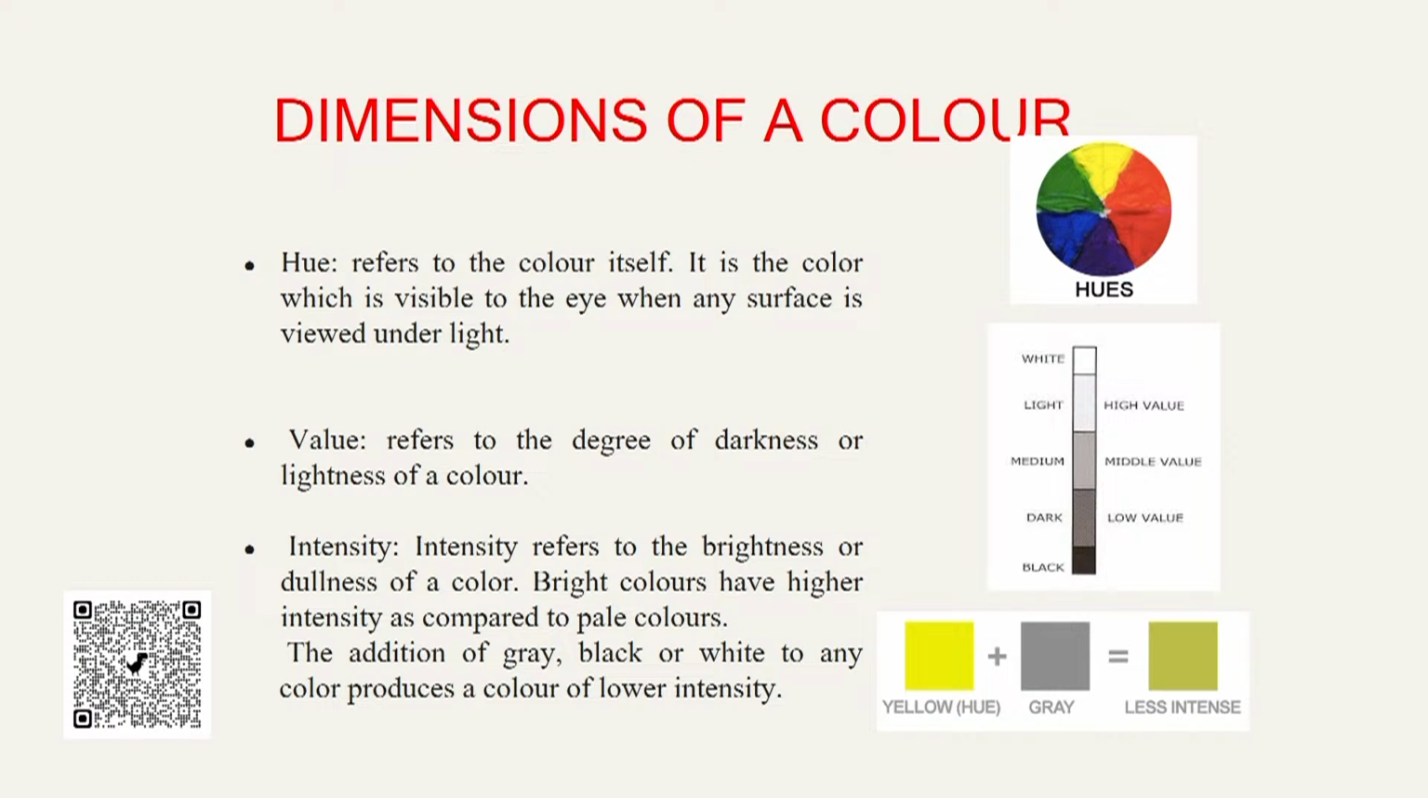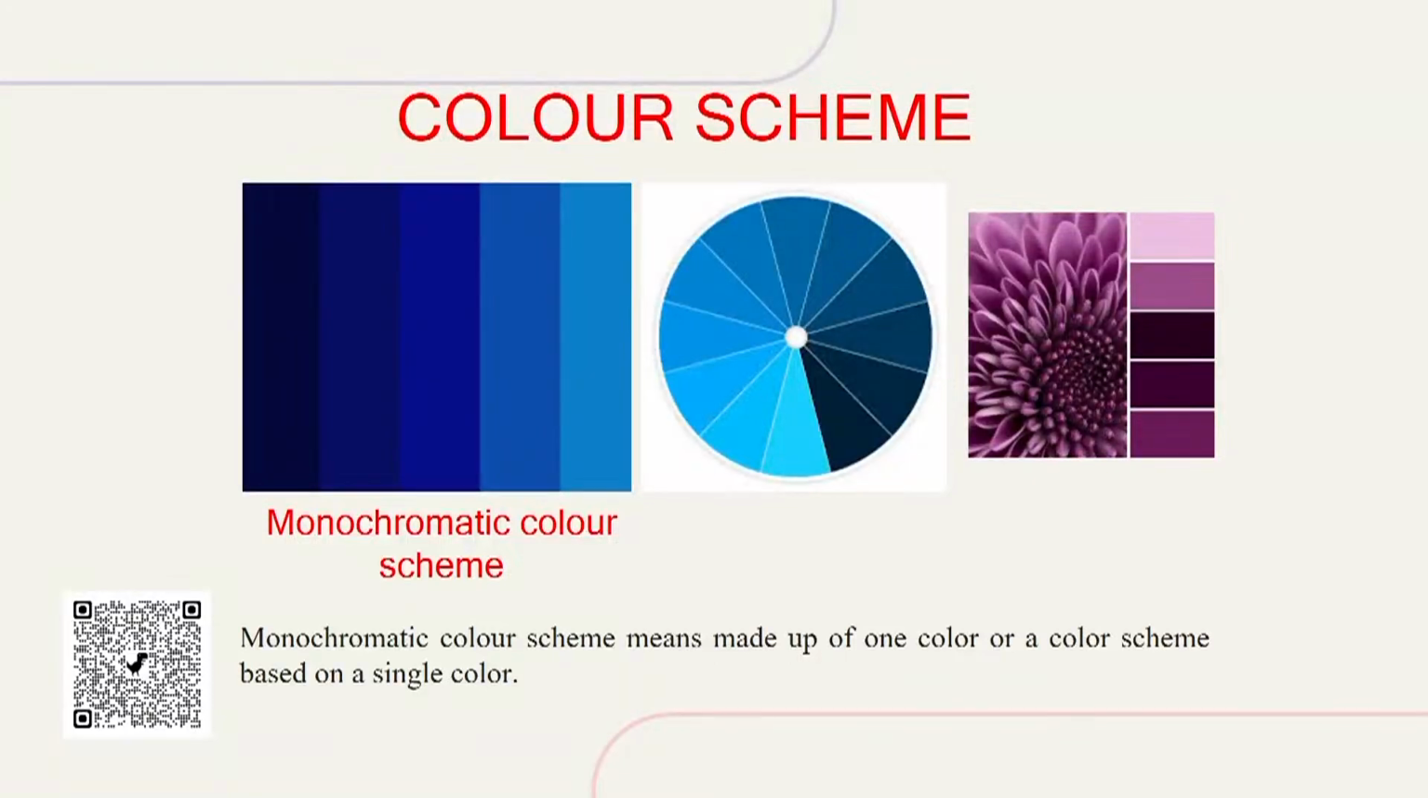Now let's look at the next slide, which is talking about color schemes. So there are a lot of color schemes which are available in the market. You will see that these color schemes can either be related to each other or they can be contrasting or not related to each other. So in the related color scheme, we will be studying the first category, which is the monochromatic color scheme.